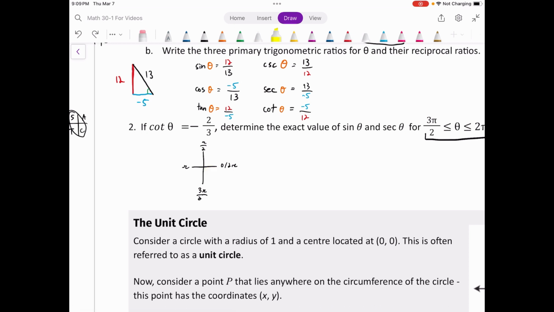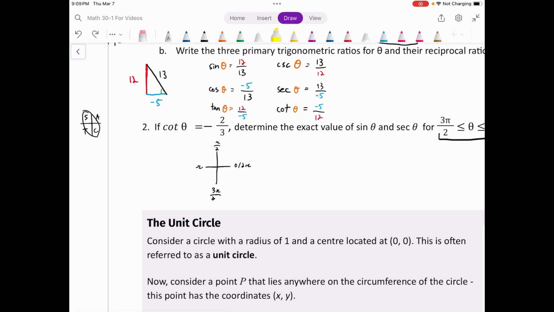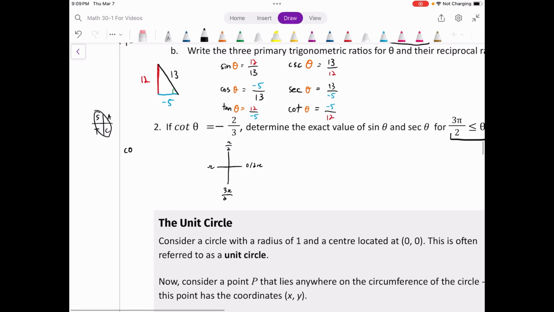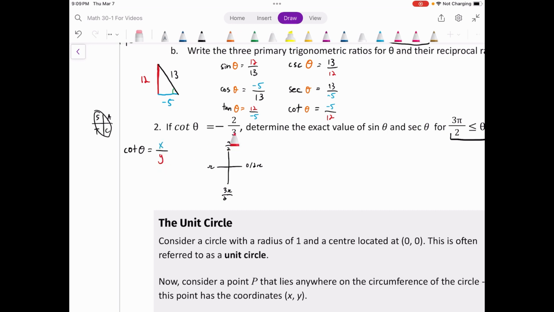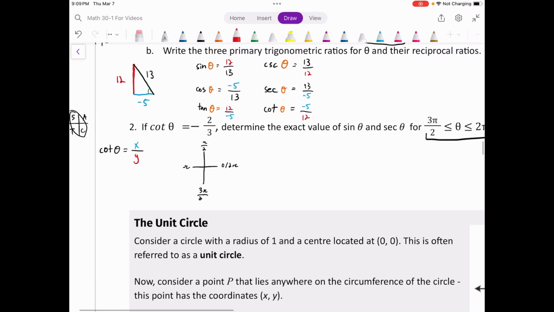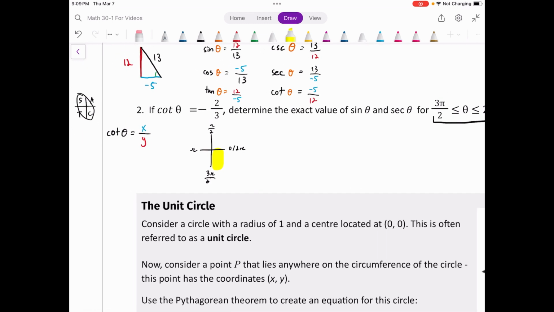Now, it's telling us that cotan of theta is negative 2 over 3. So let's think first about what that means. What is cotan? Well, it's adjacent over opposite, right? Meaning that it is x over y, as opposed to tan, which is y over x, okay? So think about that. That means that the ratio of x to y is negative 2/3. Combine that with the fact that we know we're in quadrant 4, we can work out that x must just be 2 and y is negative 3, right? That would give us a ratio 2 over negative 3, which is equivalent to negative 2 over 3.